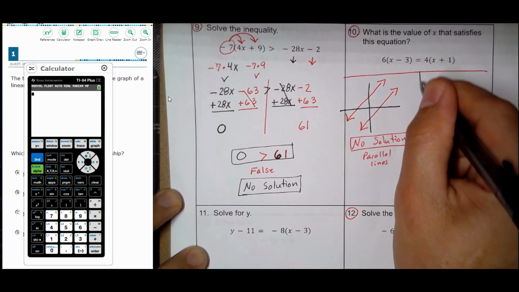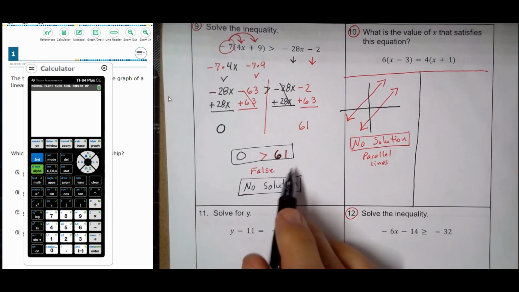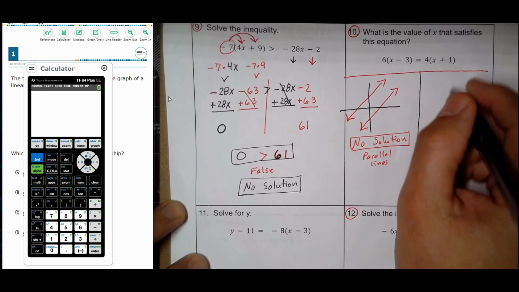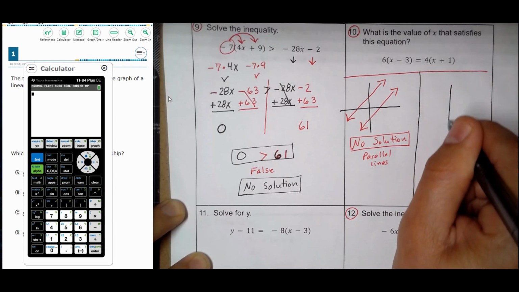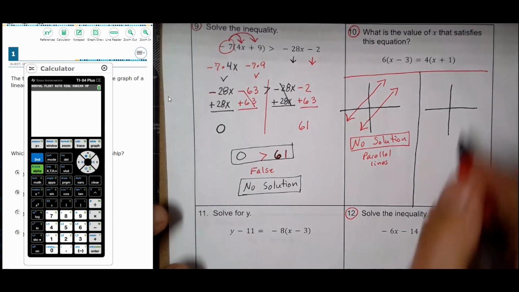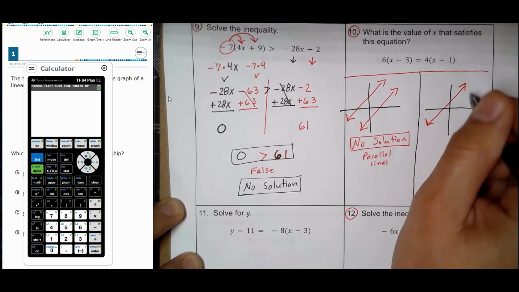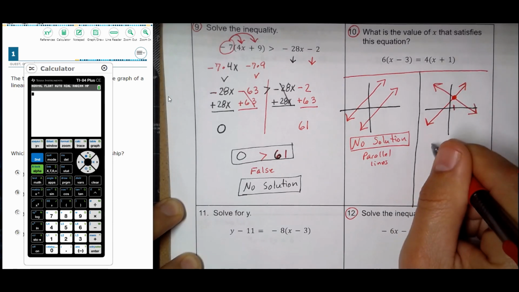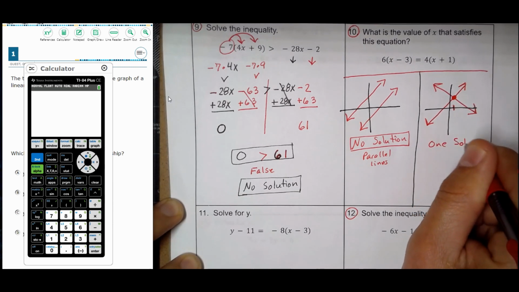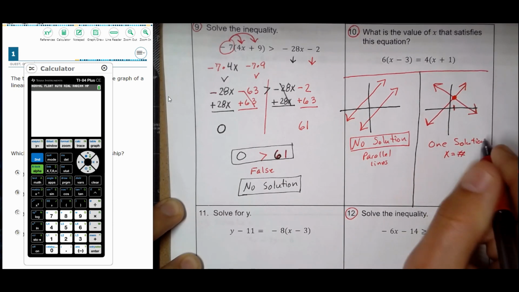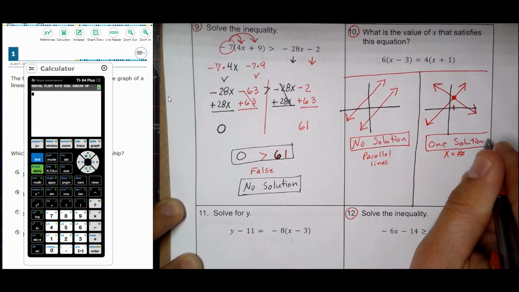Now, on the other hand, in most cases, you're going to have x is greater than something or x is equal to something, depending on if you're doing an inequality or an equation. And when you have x is equal to something, then you have one solution. So I'm just going to draw a situation where we have one solution. If I were to draw two lines crossing, the point at which they cross, that x value would be one solution. And that's when you have x is equal to some number. One solution, right? Because there is a point at which two lines intersect.